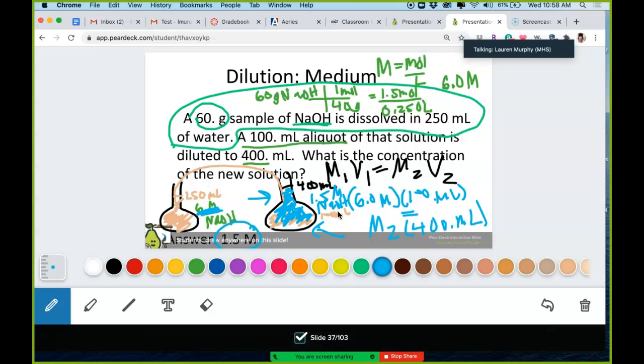Are there any questions on this one? So then this is a little harder. They prepared a solution, and then they took a small part of the solution to make a new diluted solution. Any questions?